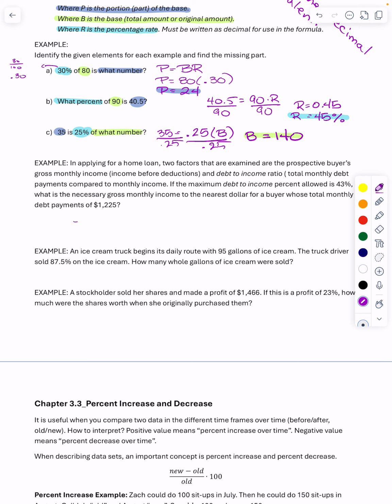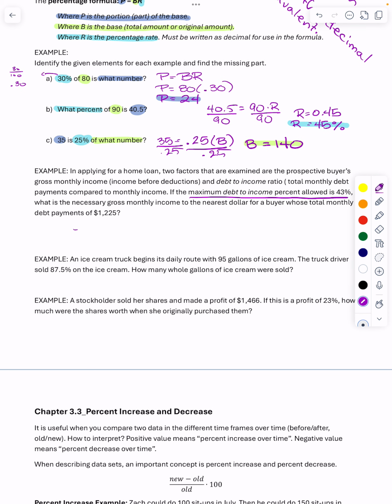Typically, for a mortgage, the maximum debt to income percent allowed is 43. So 43% of your income can be spoken for. So this is asking what is the necessary gross monthly income. Our gross monthly income is going to be our total. That percentage rate is 43%.